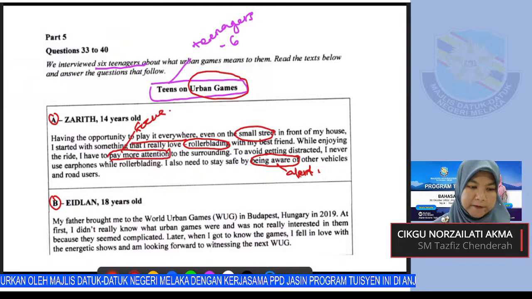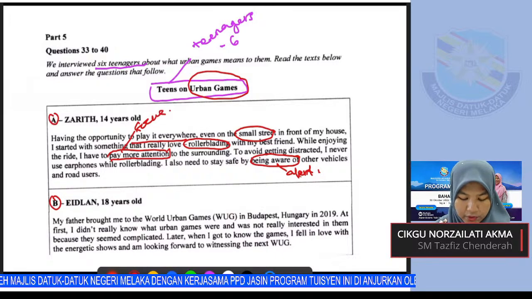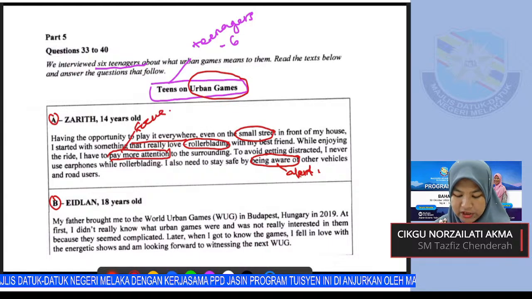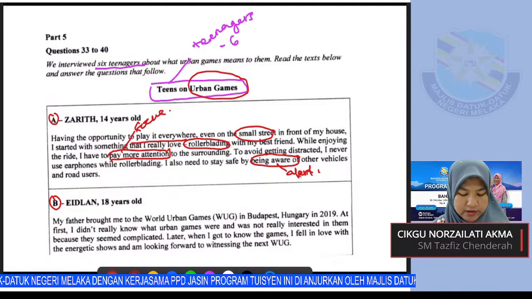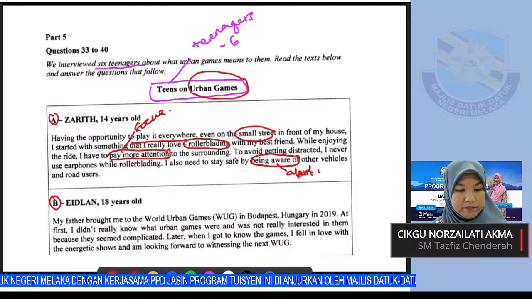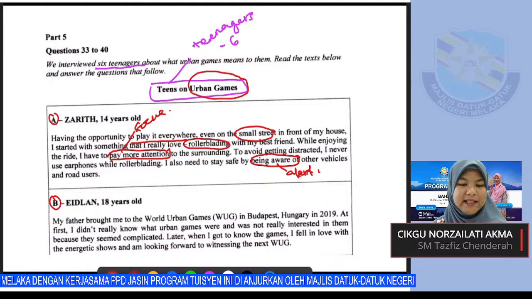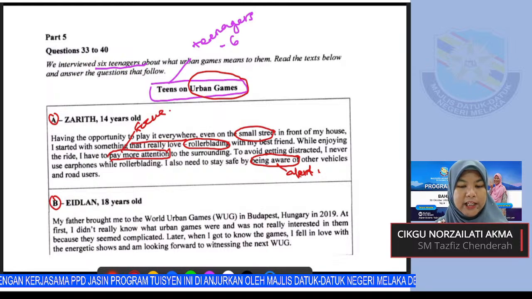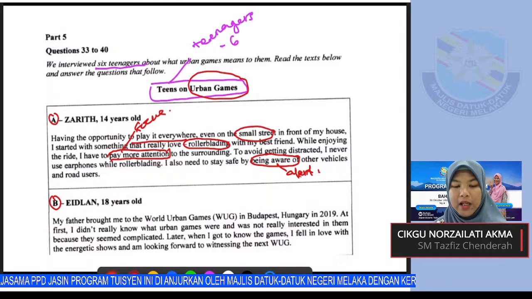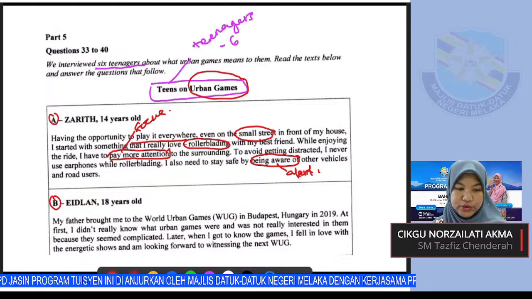Okay, B. Idlan, 18 years old. My father brought me to the World Urban Games (WUG) in Budapest, Hungary in 2019. At first, I didn't really know what urban games were and was not really interested in them because they seemed complicated. Later, when I got to know the games, I fell in love with the energetic shows and am looking forward to witnessing the next WUG.